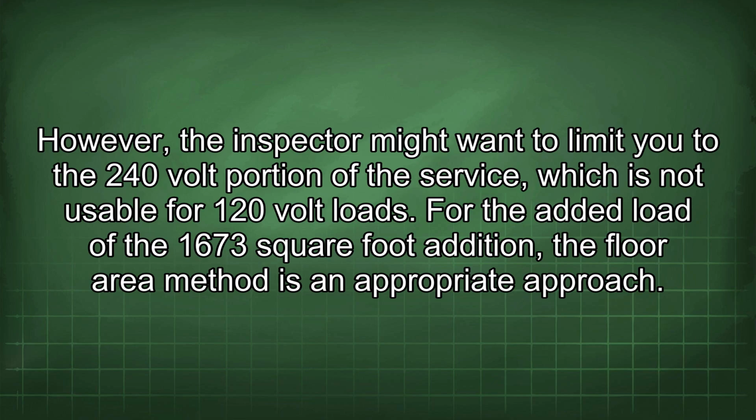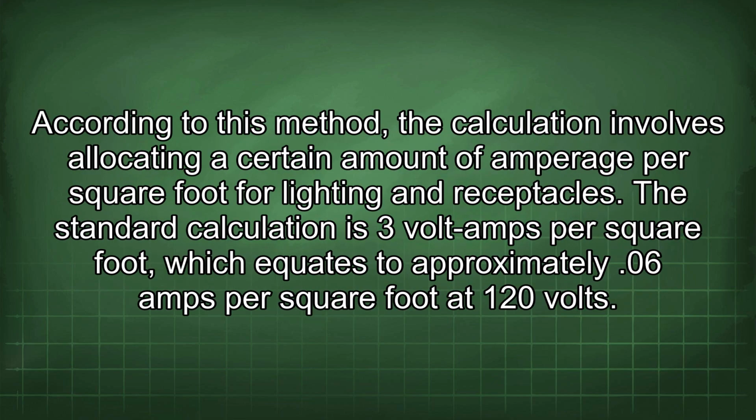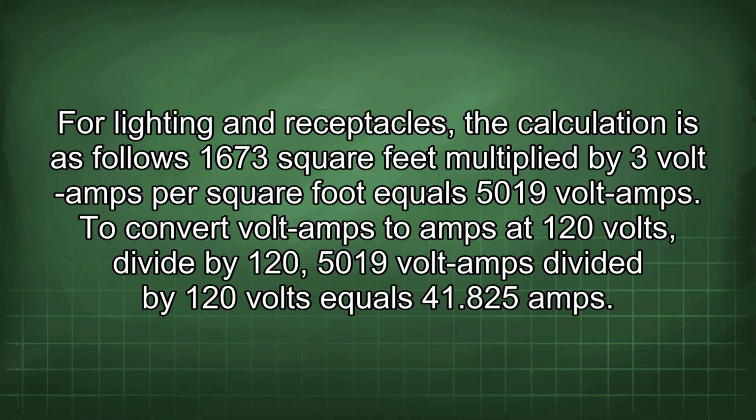For the added load of the 1673 square foot addition, the floor area method is an appropriate approach. According to this method, the calculation involves allocating a certain amount of amperage per square foot for lighting and receptacles. The standard calculation is 3 volt-amps per square foot, which equates to approximately 6 amps per square foot at 120 volts. For lighting and receptacles, the calculation is as follows: 1673 square feet multiplied by 3 volt-amps per square foot equals 5019 volt-amps. To convert volt-amps to amps at 120 volts, divide by 120.